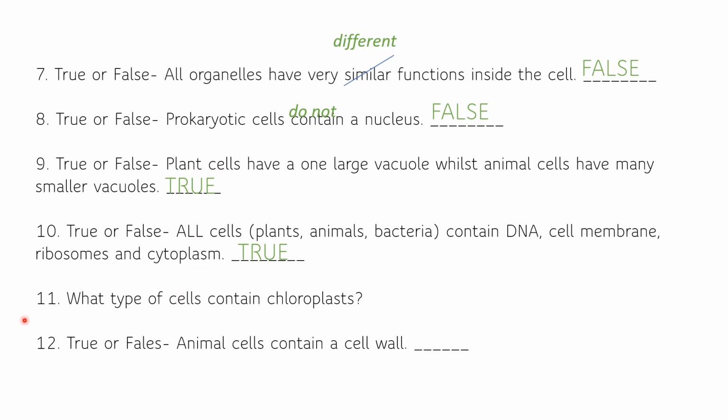Number 11, what type of cell contains chloroplasts? Plant cells. We know this because chloroplasts are super important in photosynthesis. And lastly, number 12, true or false? Animal cells contain a cell wall. False. Animal cells do not contain a cell wall. Plant cells and prokaryotic cells contain cell walls.